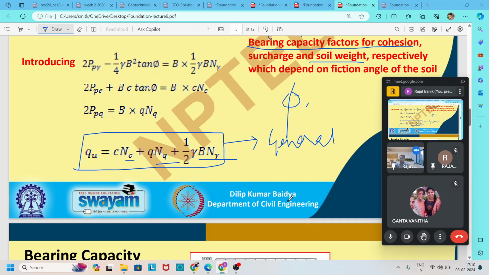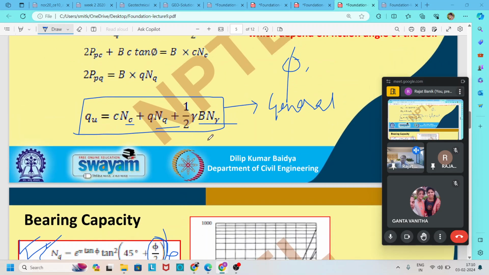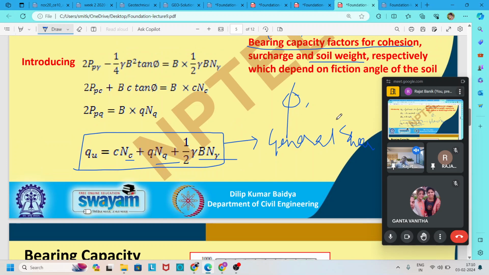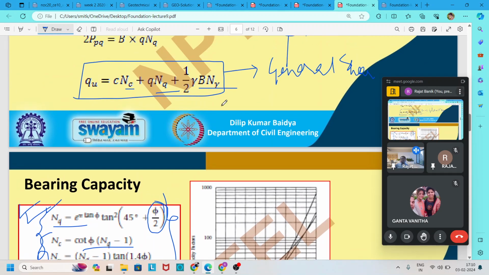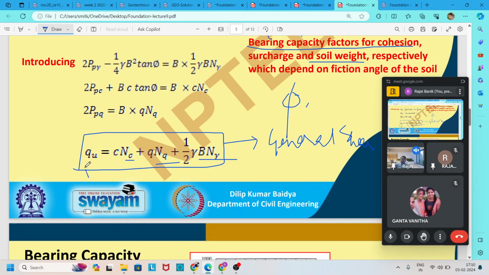So we are discussing the bearing capacity formula. This formula is given for the general shear failure. We already know that there are three types of failure that occur: general, local, and punching failure. So in general shear failure, this formula is derived.